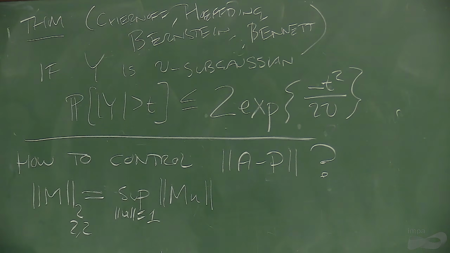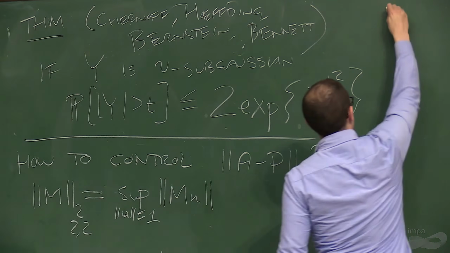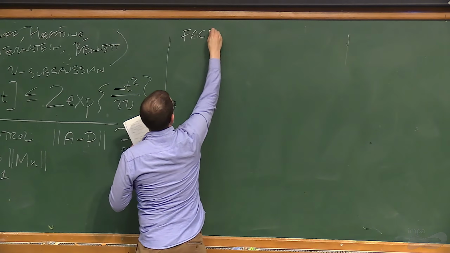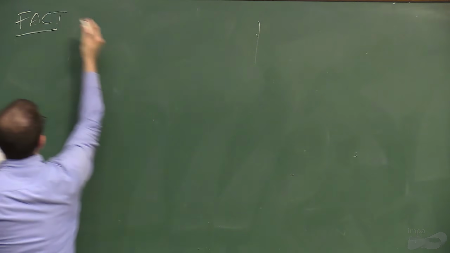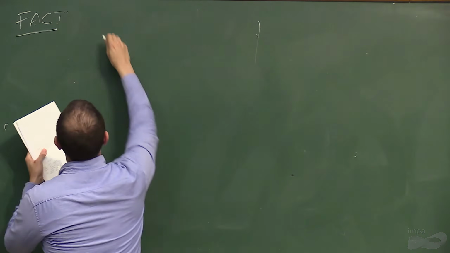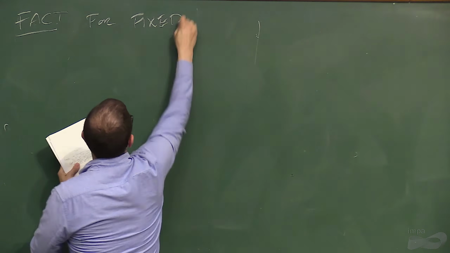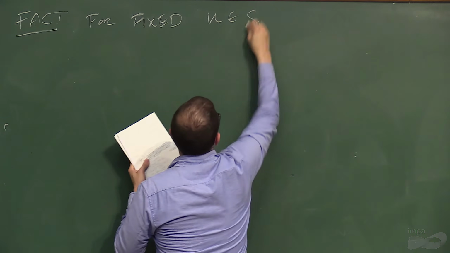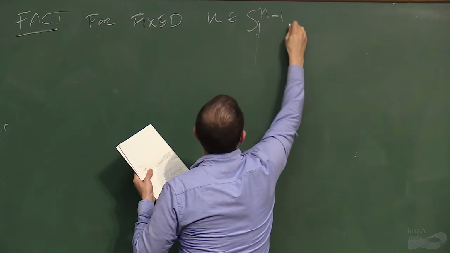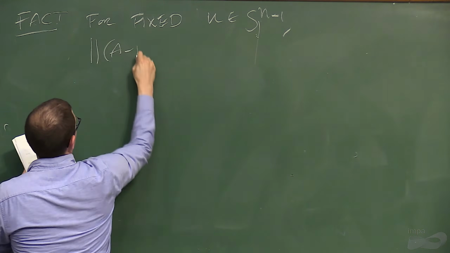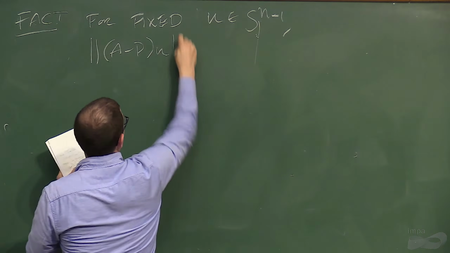Now, if you were fixed, let's talk about what would happen. So maybe fact, or I don't know. It's a fact that we're going to prove, right? For fixed u on the unit sphere, how does (A minus P) times u behave?